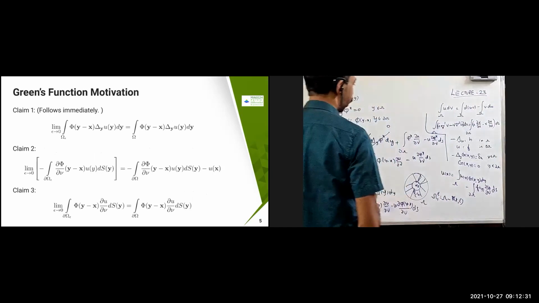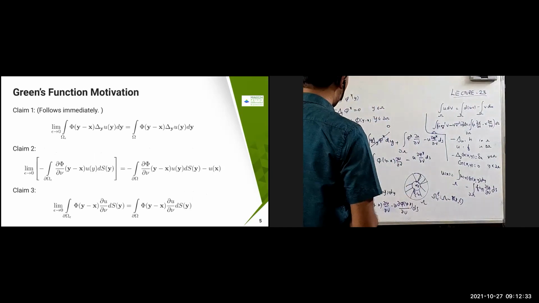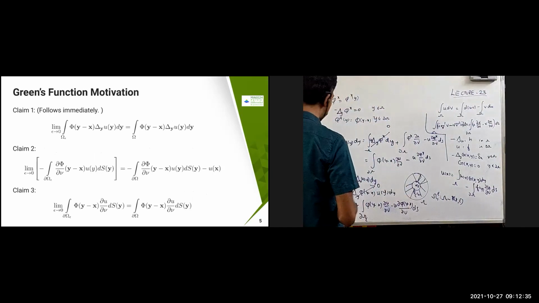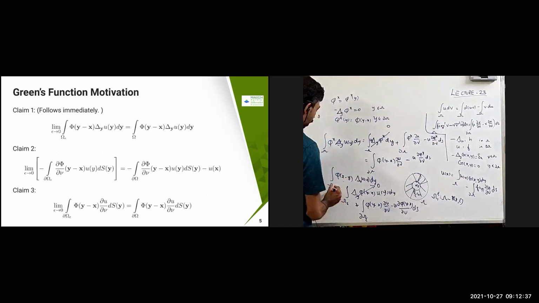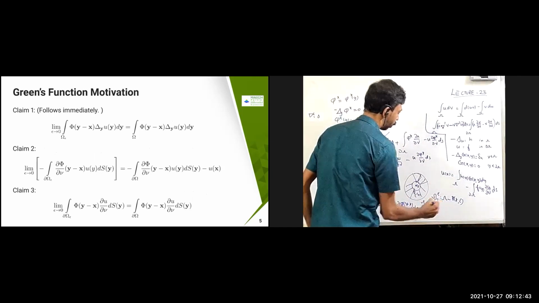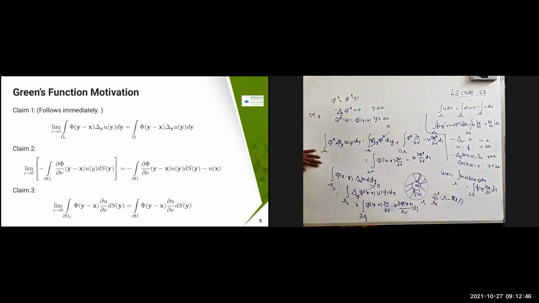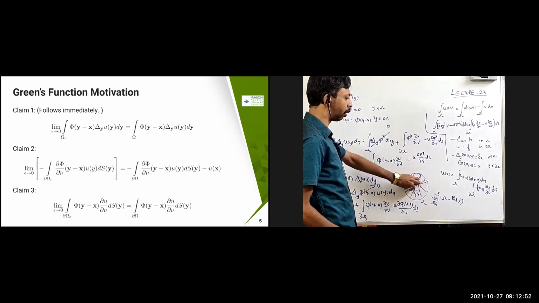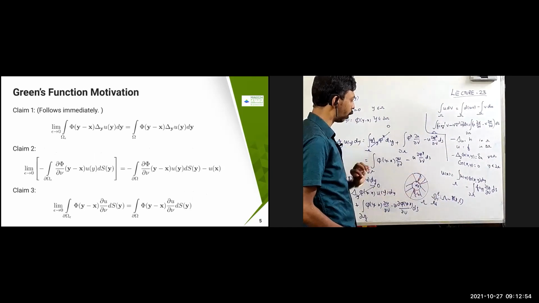For this, what we are going to do is allow epsilon tends to 0. Omega 1 epsilon and omega epsilon both are the same, and I'm just trying to allow epsilon to tend to 0. Therefore, this ball is going to be shrinking slowly, so that you are going to get that.